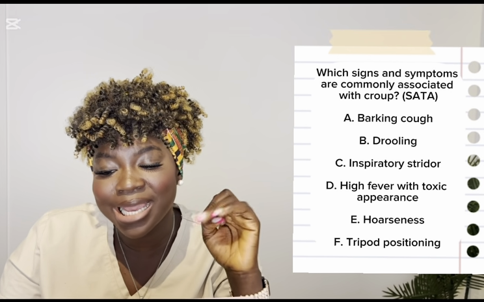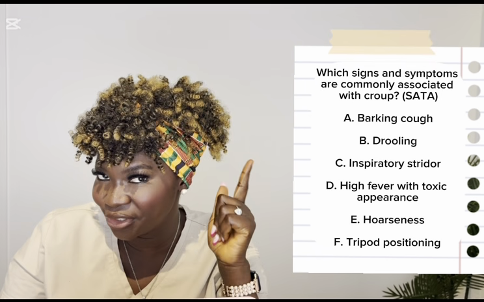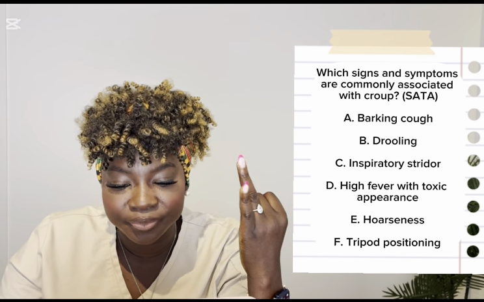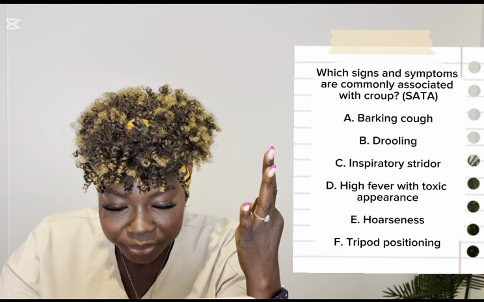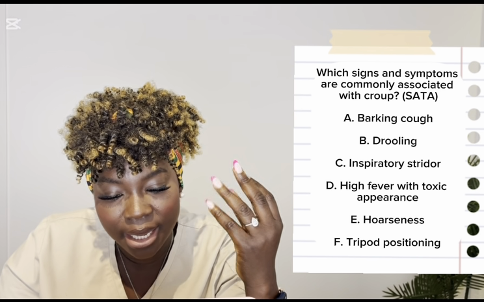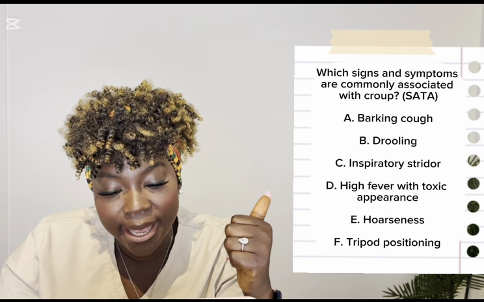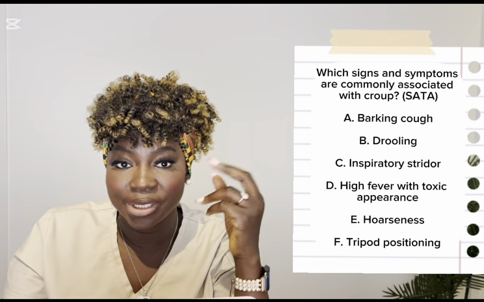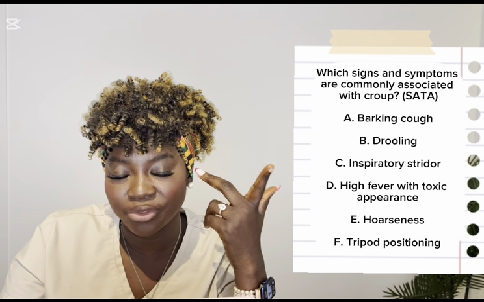Okay, let's go. Which signs and symptoms are commonly associated with croup? I told you guys before. A, barking cough. B, drooling. C, inspiratory stridor. D, high fever with toxic appearance. E, hoarseness. And F, tripod positioning. So let's go through it. As it's select all that apply, we'll go through it as true or false.